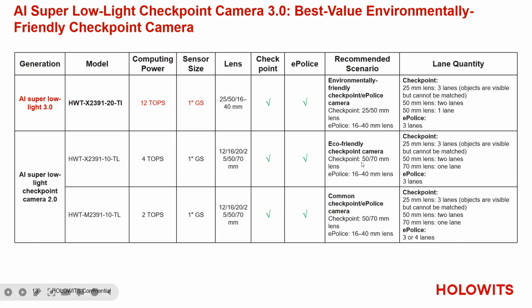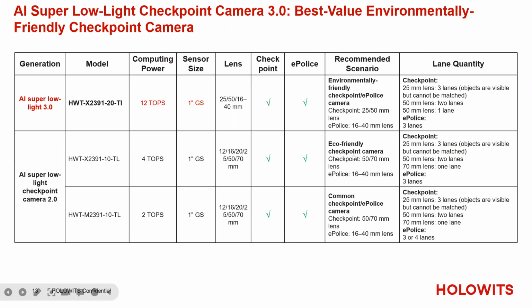And then as for the lens choice, on the 3.0 you can choose between a 25 mm or 50 mm fixed focal lens, or a 16 to 40 mm zoom lens. Just showing the list. They can be chosen in different application scenarios. You can follow the lens quantity list.